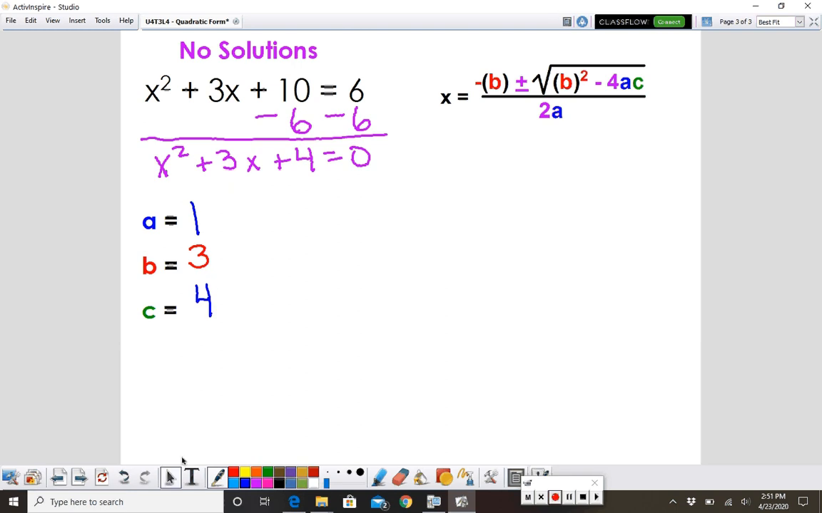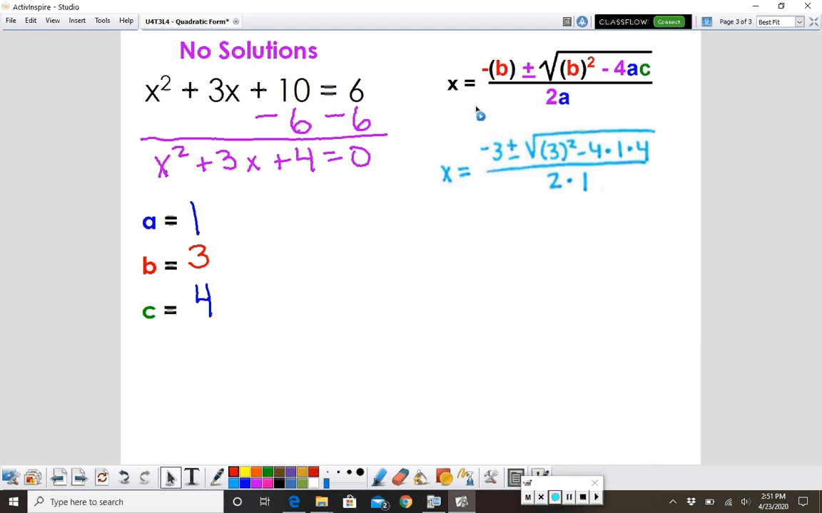So again, I'm going to take these values, I'm going to plug them in. So negative b, so negative 3, plus or minus the square root of b squared minus 4 times a times c divided by 2 over 1. So again, all of this is the same. We're going to start by taking this part right here, 3 squared minus 4 times 1 times 4. And when we do that, we get negative 7.